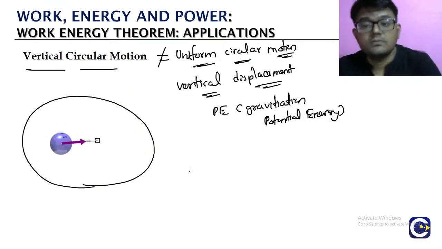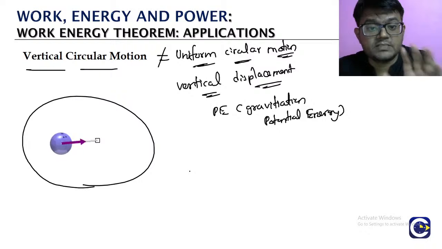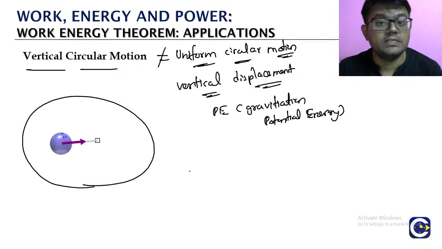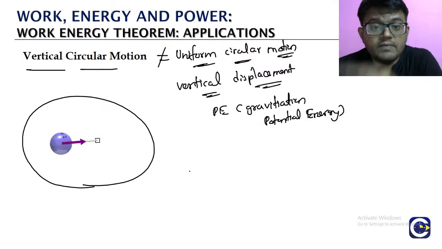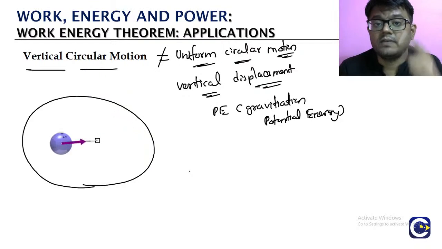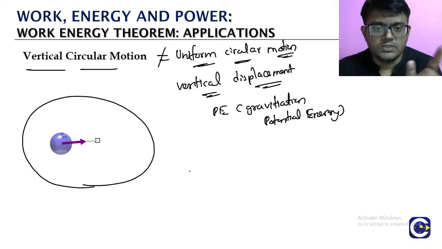Why? Because we'll observe that. So here I'm just telling you what we'll observe, but later we will even derive these results. Since the velocity magnitude is going to change, this cannot be taken as an example for the uniform circular motion. Remember, what is uniform circular motion? The speed value or the velocity magnitude remains the same. That is the uniform circular motion. So vertical circular motion cannot be the example for the uniform circular motion.